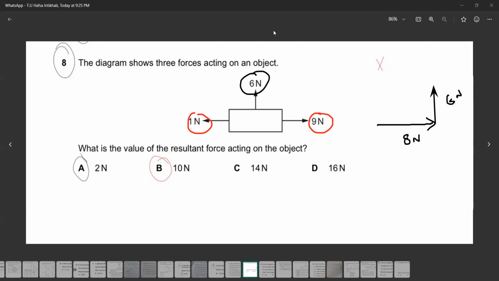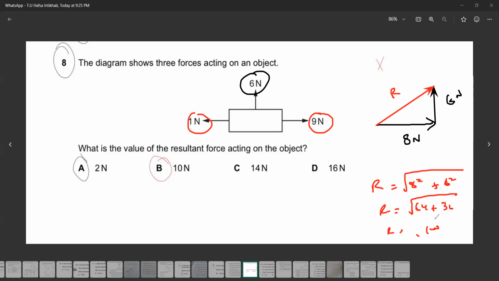Now, how to get the resultant of two perpendicular vectors or two forces which are at 90 degrees to each other? We use the Pythagoras theorem. So what is the Pythagoras theorem? That is the square root of base squared plus perpendicular squared. 8 squared is 64, 6 squared is 36, under the root. So 64 plus 36 is 100 under the root, and the square root of 100 is equal to 10. That's why B is the right answer.